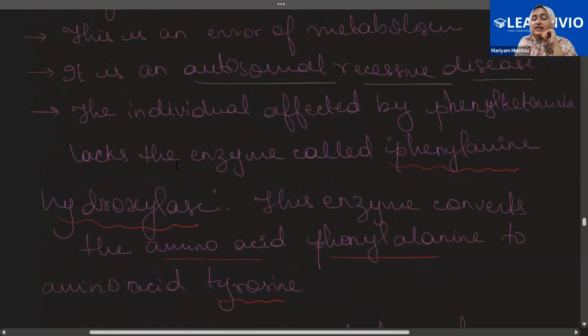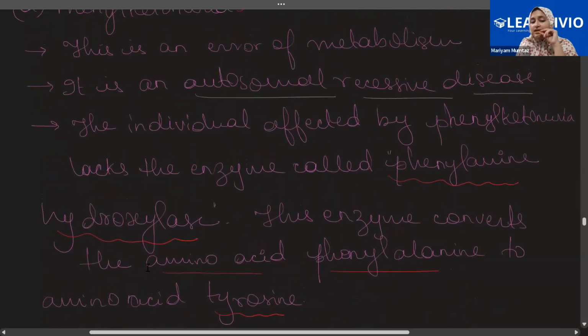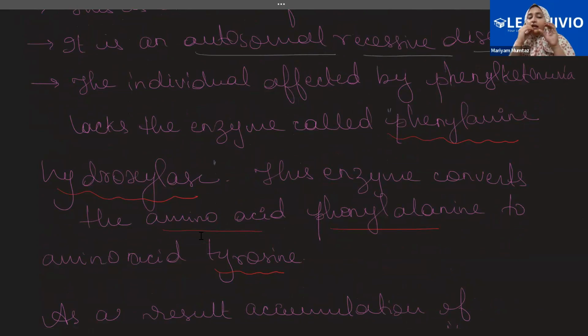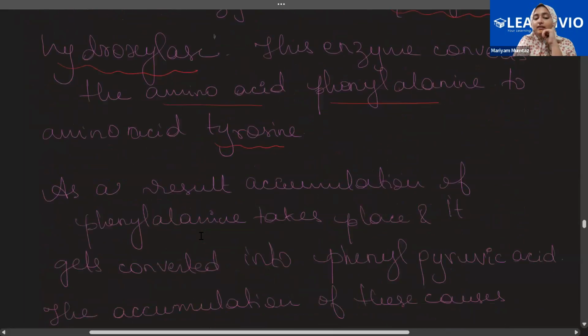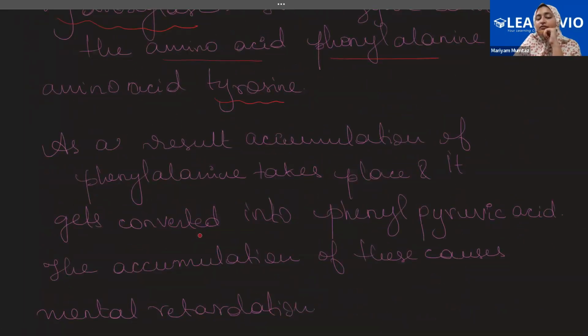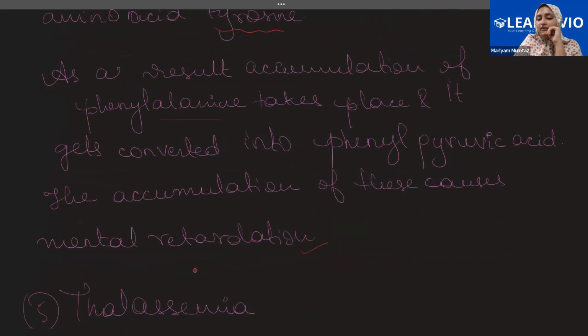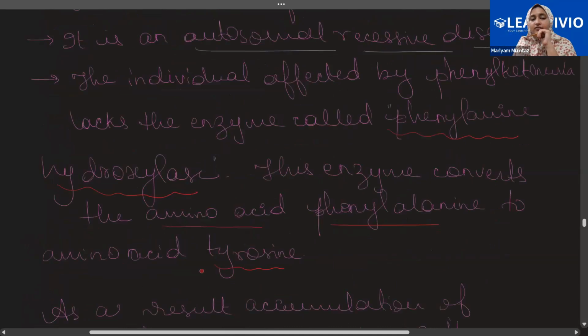And because of the absence of the phenylalanine hydroxylase enzyme, the amino acid phenylalanine will not get converted into tyrosine and it will start accumulating in the body. As a result, accumulation of phenylalanine takes place, and a lot of phenylalanine together gets converted into phenylpyruvic acid. The accumulation of these causes mental retardation. So this is phenylketonuria.